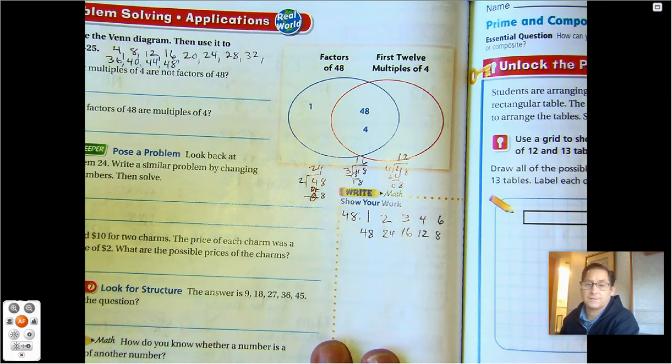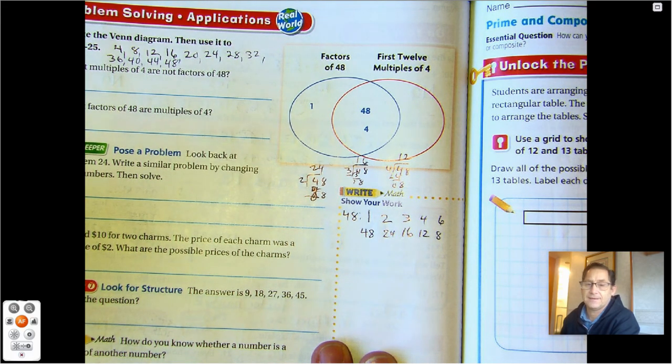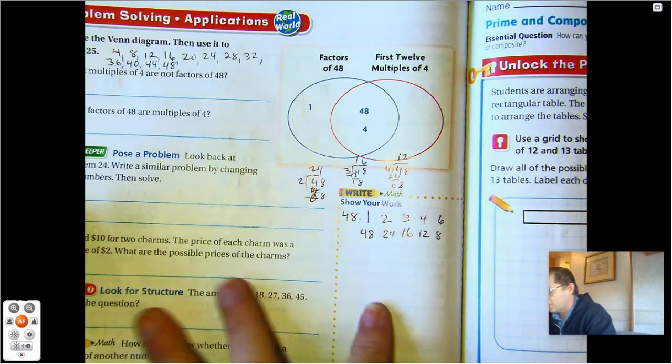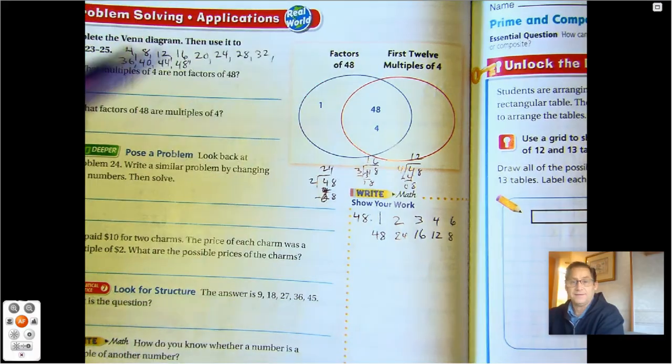7 will not work. 8 we already know. 9 will not work. 9 times 5 is 45, that's the closest you can get. And 10 won't work. Okay, so these are the factors of 48. So which ones are in common?